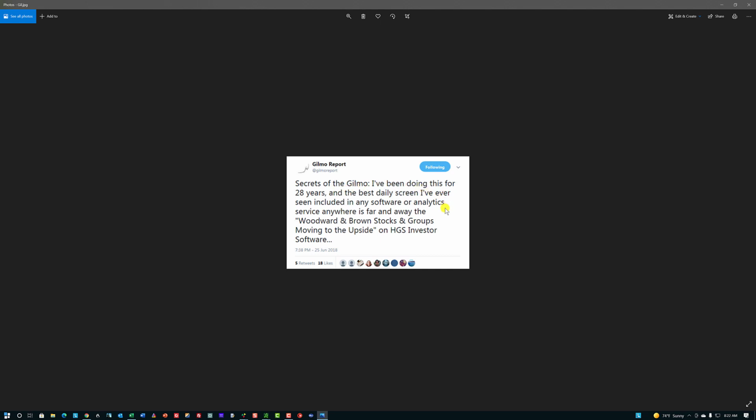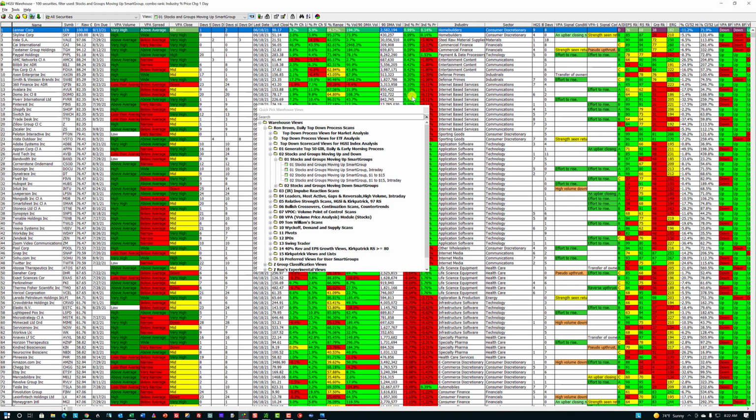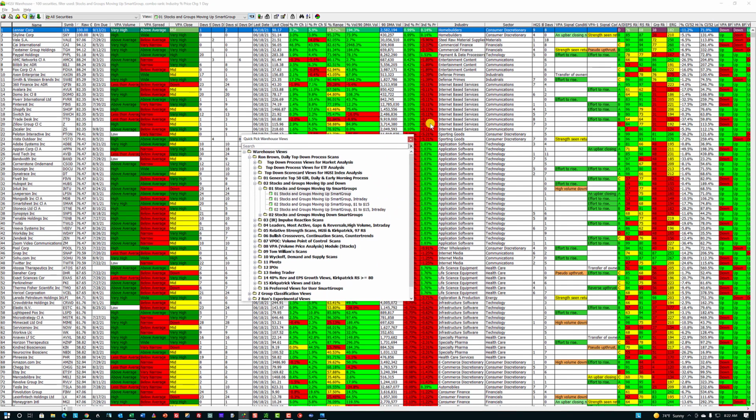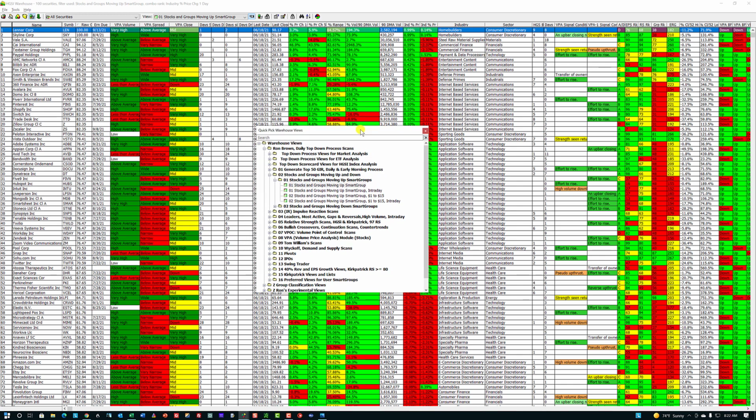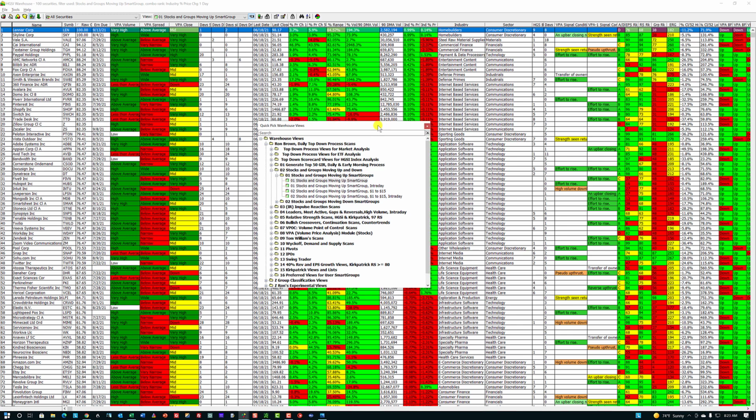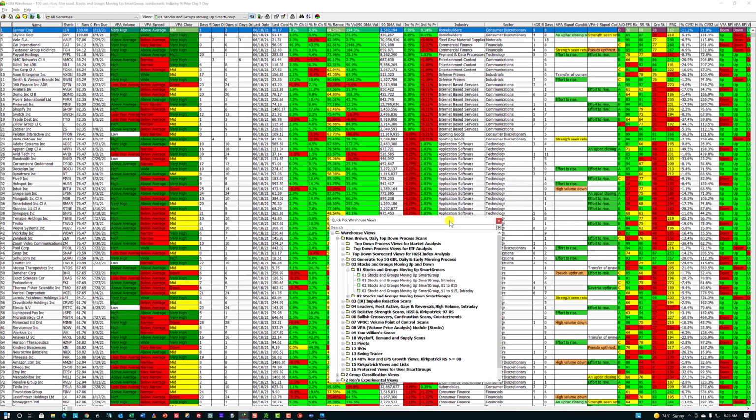I've been doing this for 28 years, and the best daily screen I've ever seen included in any software analytics service anywhere is far and away the Woodward and Brown Stocks and Groups Moving to the Upside on HGS Investor software. Now, I put this together many years ago, and my thinking was, why look at the whole market? I want to see groups of stocks that are moving either up or down. And I want to just have a good snapshot of it.